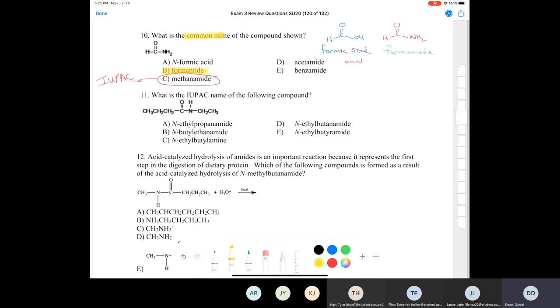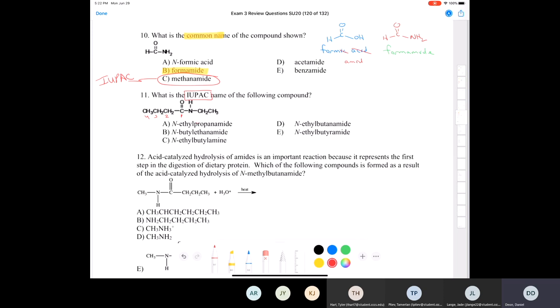Number 11 says, what's the IUPAC name of the following compound? It's an amide, and you can see that all of the compounds end in amide, so we can't eliminate any of them that quickly. But we could start by numbering the longest carbon chain with our 8 from our amide. So we start with 1, 2, 3, 4. So if it's IUPAC, it must be some kind of butanamide.